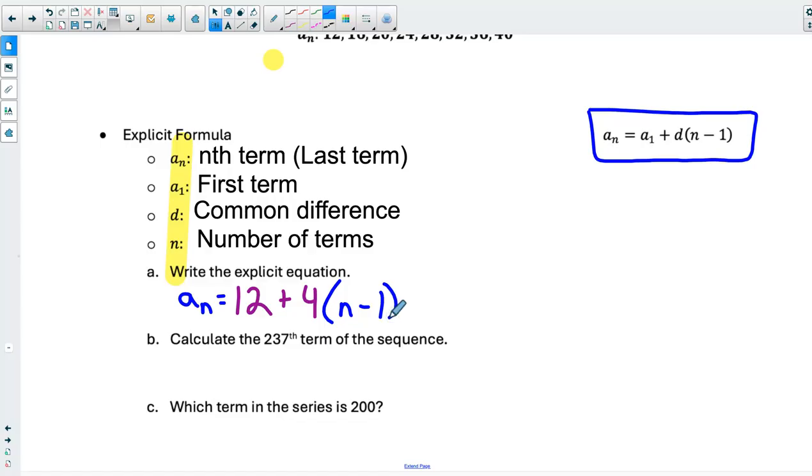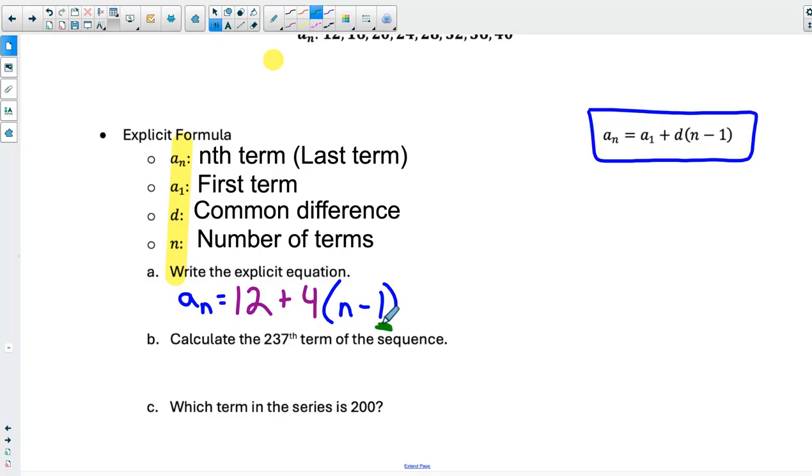All right, so it always shows up. It's like y equals 2x plus 5. We always have y and x. We are always going to have a_n and n when we write an explicit equation. Okay, so this represents that sequence. I could write the sequence out, or I could just write the explicit formula. They're comparable.